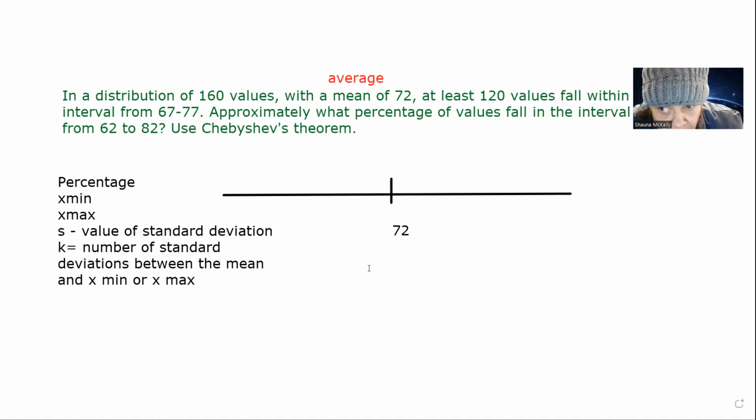Now, at least 120 values fall within the interval from 67 to 77. So somewhere out here, and I'm going to leave myself some room because I'm going to need another number pretty soon, I'm going to call this line 67, and I'm going to call this line 77. Try to make it even. Let's see if I can do a better job.